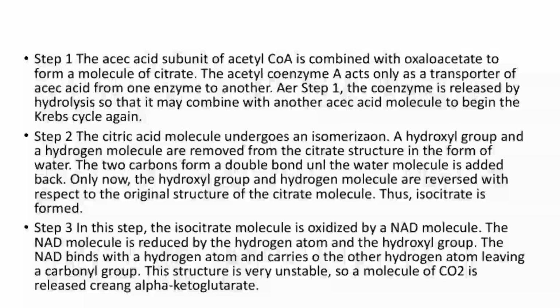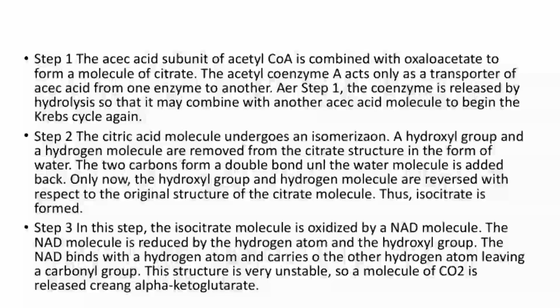Now, in step 3, the isocitrate is oxidized by NAD. Here, NAD acts like a carrier, accepting a hydrogen atom and a hydroxyl group from isocitrate. When NAD accepts the hydrogen, it becomes reduced, turning into NADH. The removal of the hydroxyl group creates an unstable intermediate, which then releases a molecule of carbon dioxide. This results in the formation of alpha-ketoglutarate. This oxidation step is vital because it helps release energy and prepares the molecule for further processing in the cycle.